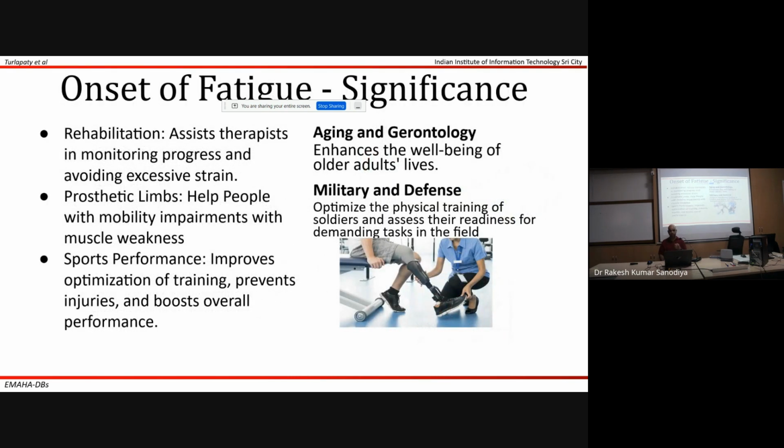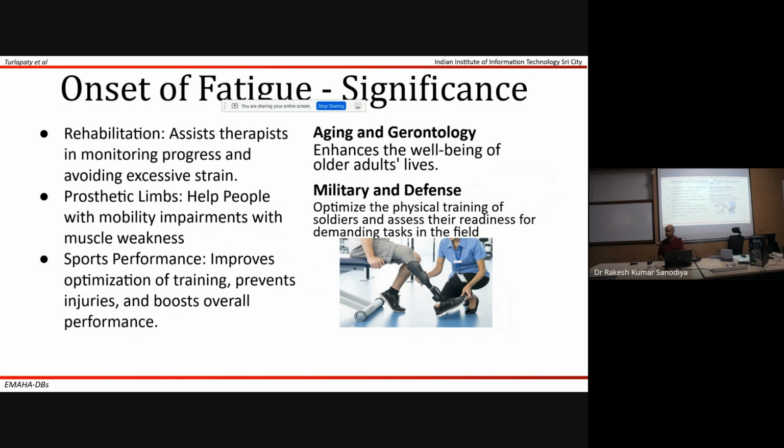So what is the practical application? Again, there are similar applications, right? During rehabilitation, if somebody is going through a therapy, the therapist is actually helping them, right? But if you wait until the person actually feels the pain and then you stop, instead of that, can we automatically know and stop the therapy process? Because that may actually reduce a lot of complications in the future.